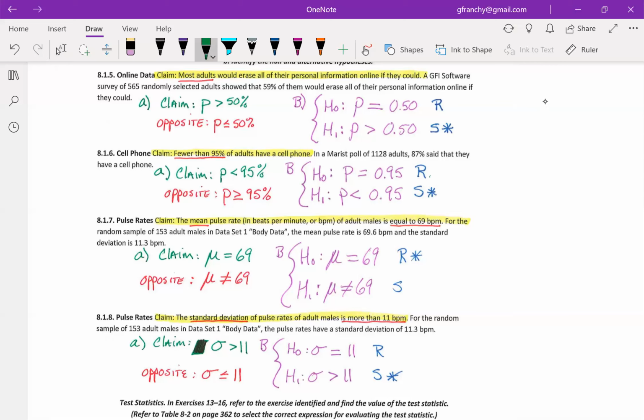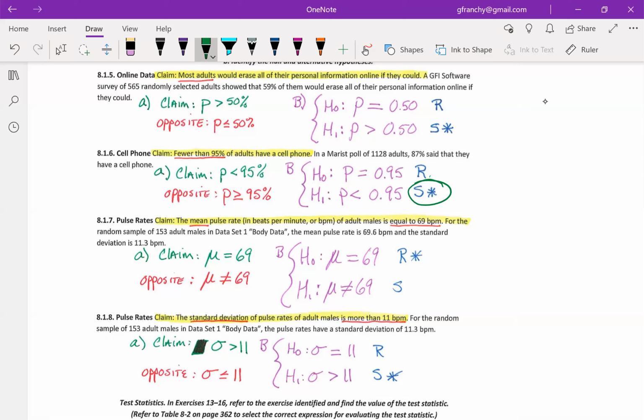And then when we do the R and the S, once again, it's the claim. The claim is being represented here by the alternate hypothesis. That's why we're noting that with the star there.